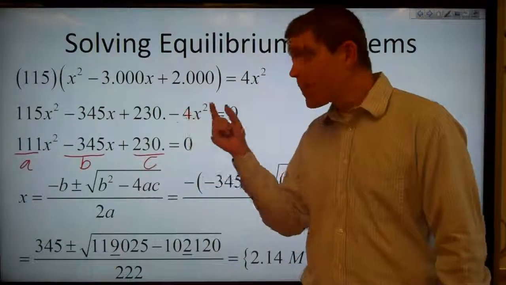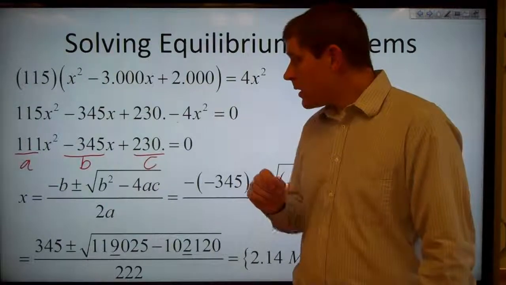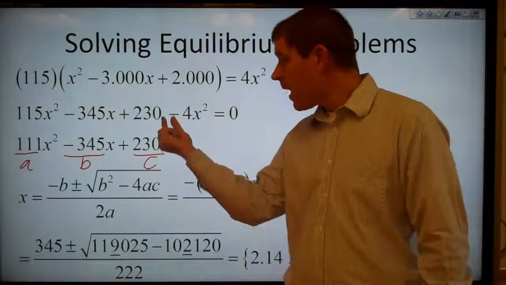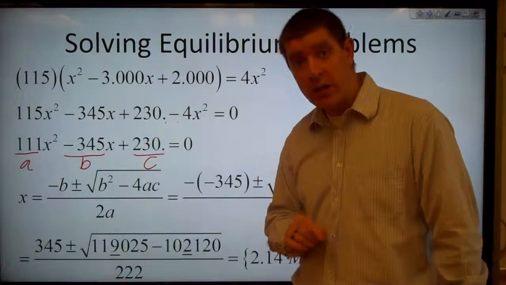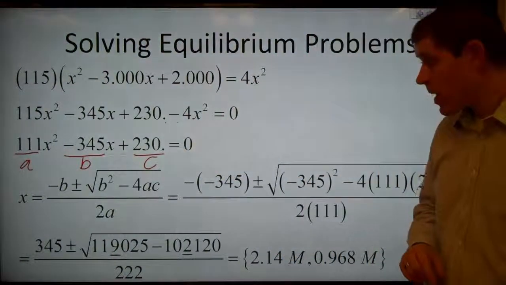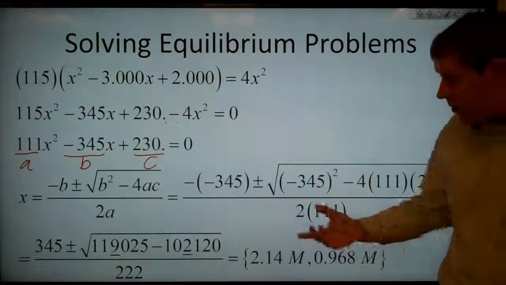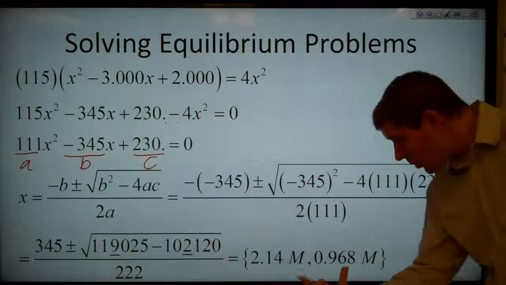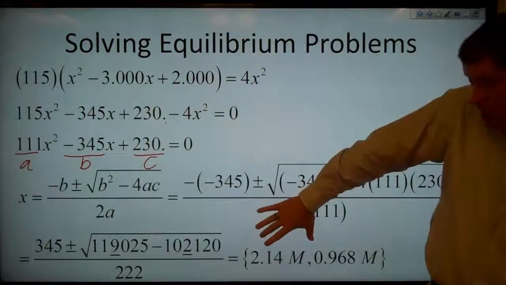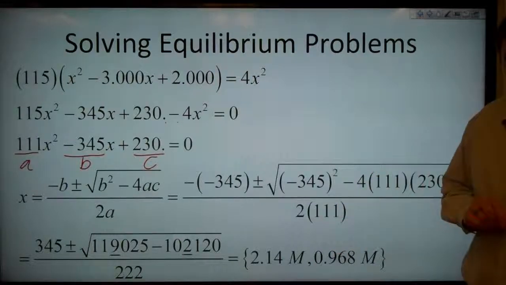Note here that in order to keep track of sig figs, I've placed this decimal point there in 230. You're free to put that decimal point in or not as you choose. So when we plug in our A, B, and C values and we work out the math, we end up with two values. We end up with either 2.14 molar or 0.968 molar.